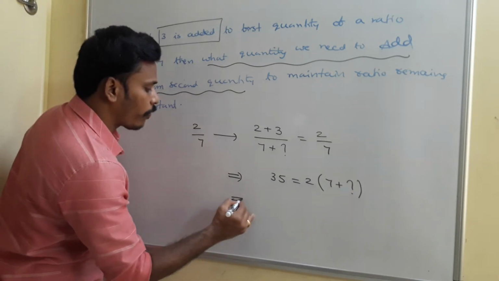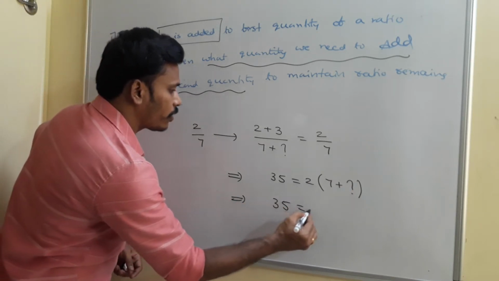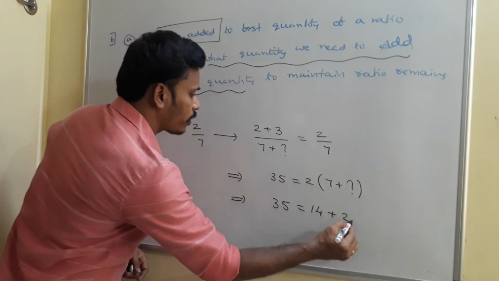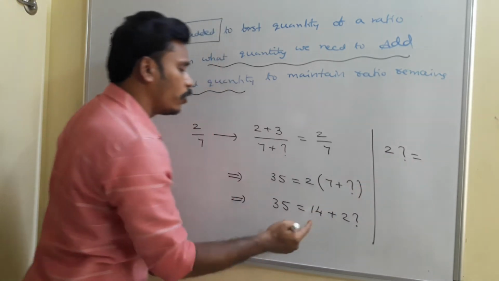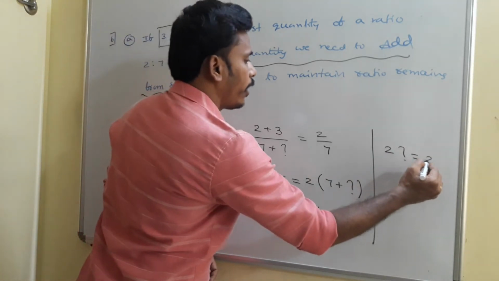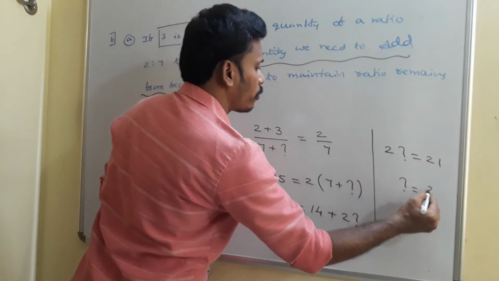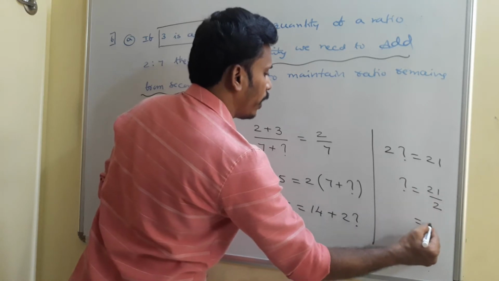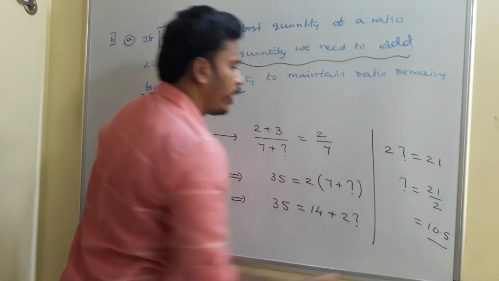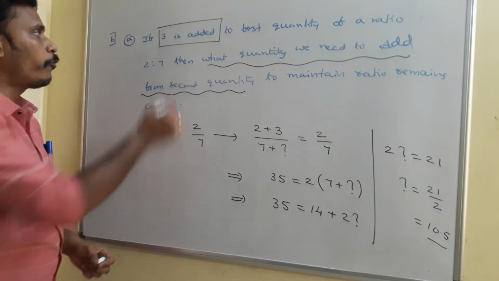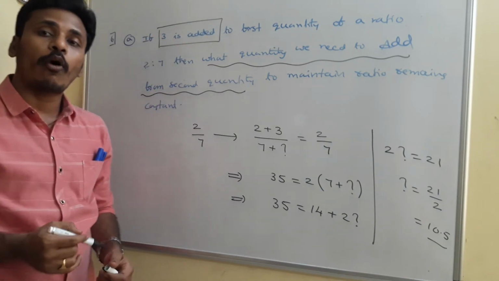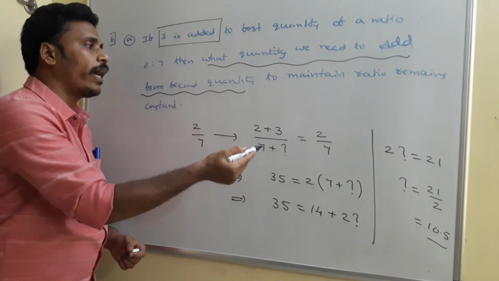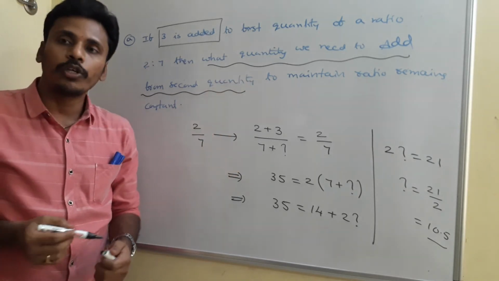So we need to simplify. That implies 35 is equals to 14 plus 2 times the question mark. To find that unknown question mark value, send this 14 to this side, it becomes 21, and that question mark value is 21 by 2, which is 10.5. So if 3 is added to the first number 2, then we need to add 10.5 for the second number to get the same ratio again, 2 is to 7.